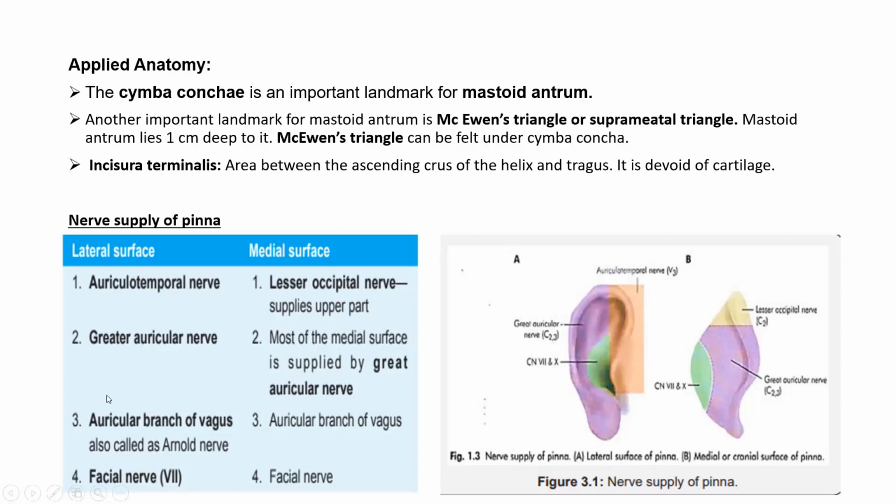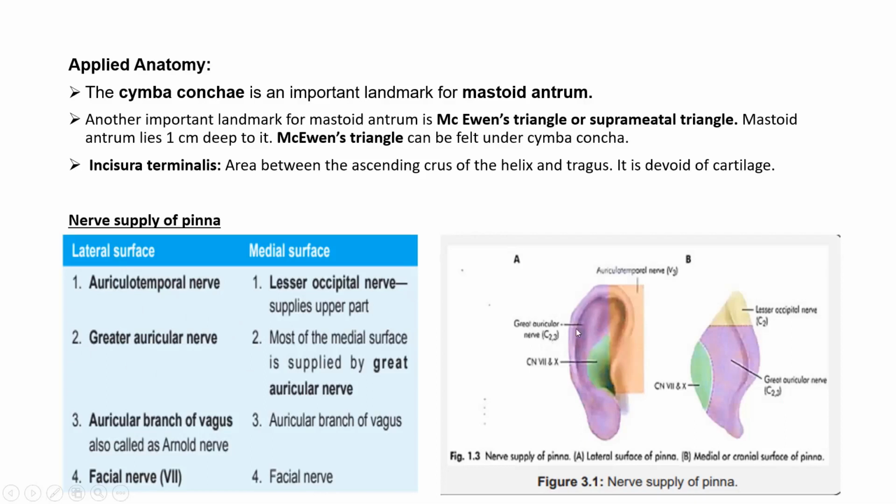So another important thing about the pinna is its nerve supply. In nerve supply, usually in competitive examinations, two questions are frequently asked. One question is, which nerve supplies the major portion of the pinna? The greater auricular nerve supplies the major portion of the pinna. You can see this diagram. This violet or brinjal colored portion is supplied by the greater auricular nerve.